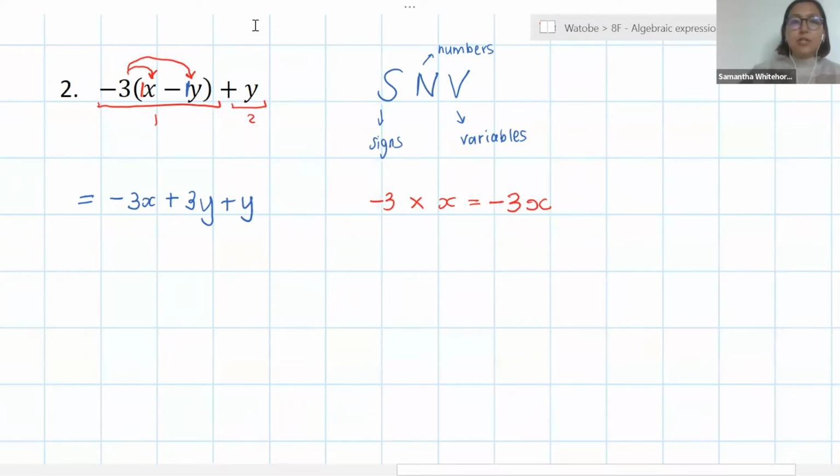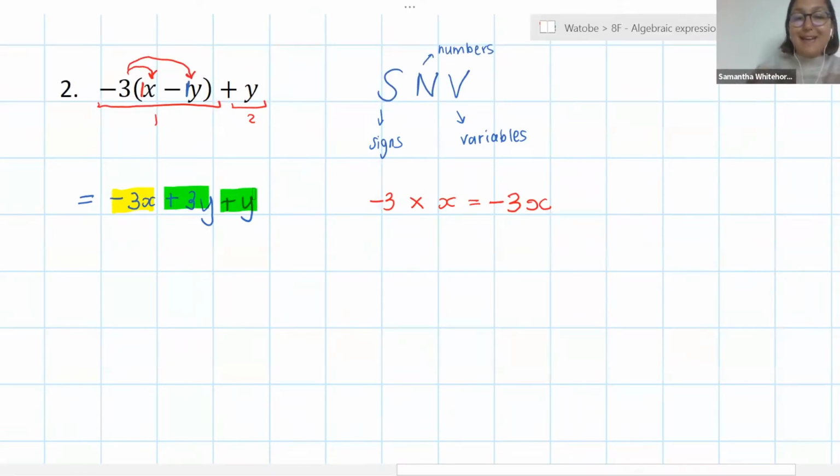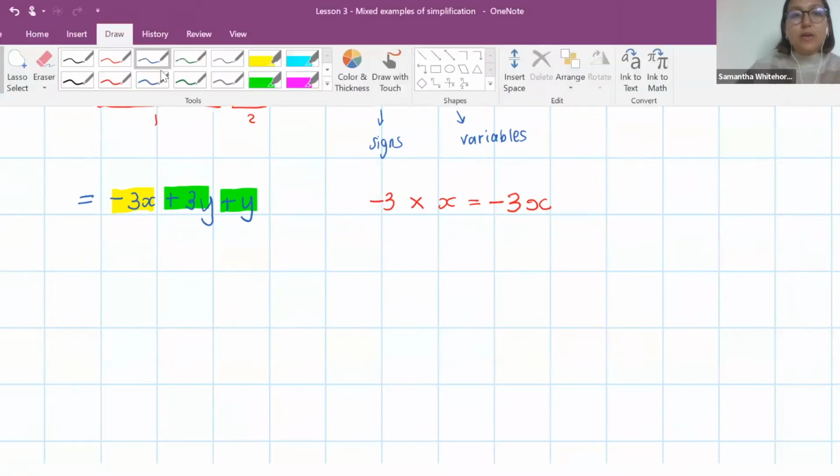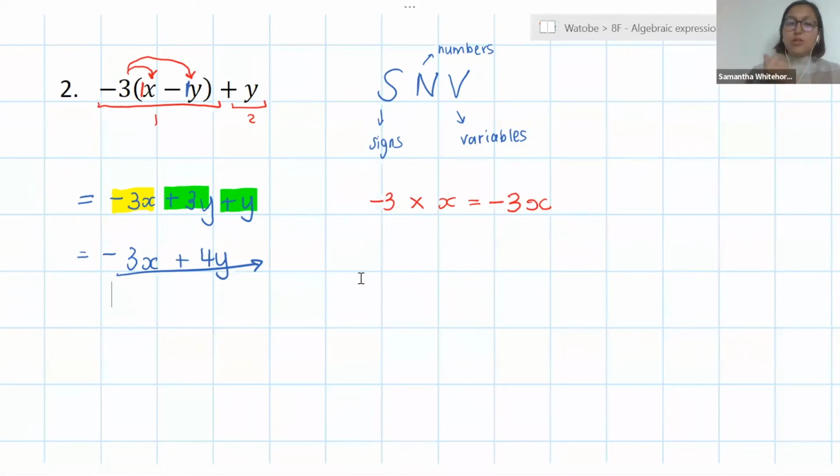And now I have to double check if I have any like terms. In terms of x terms, I only have 1. But in terms of y terms, I've got a 3y and a y. So that means I can add those together. So I've got -3x and 3y plus y is positive 4y. So just double check your answers. Make sure if you went wrong, you know where you went wrong. And if you don't know where you went wrong, please just ask. But identify your terms, simplify each term, and then you can add or subtract your like terms.